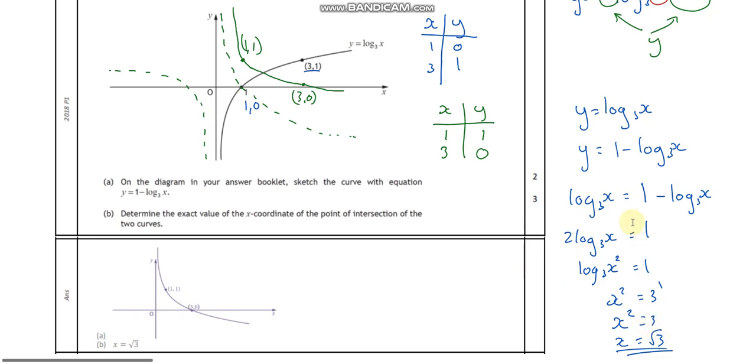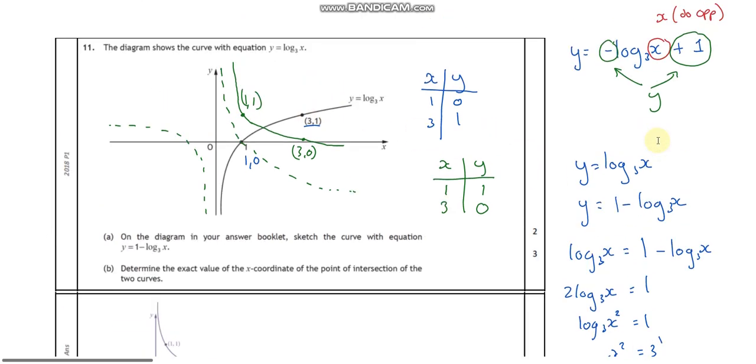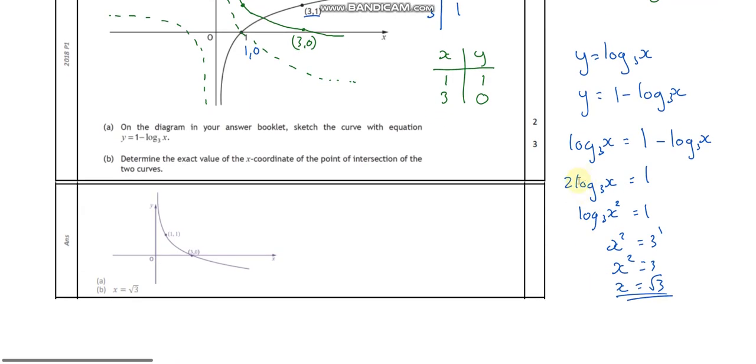Quite a nice little question, just to remind you of what it means when you've got two things that meet. So when you see intersection, you should be thinking, put them equal to each other. Obviously, you can do simultaneous equations as well, but for these, I think it makes more sense. So a bit of laws of logs in there as well.